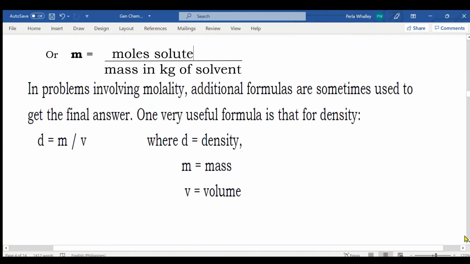In problems involving molality, additional formulas are sometimes used to get the final answer. One very useful formula is that for density. D is equal to M over V, where D is equal to density, M is equal to mass, and V is equal to volume.